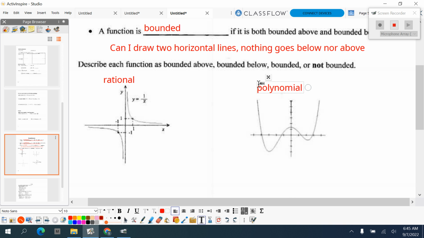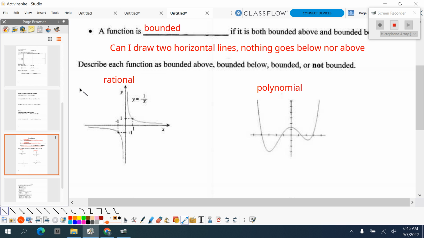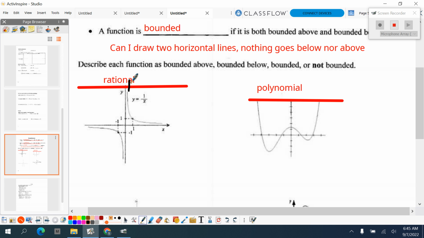Let's draw some lines here. For above, if you notice, these two functions continue on past the line. This one continues beyond that line. If I were to keep going, this one would go off the map and continue on. Now, let's look at what below looks like.